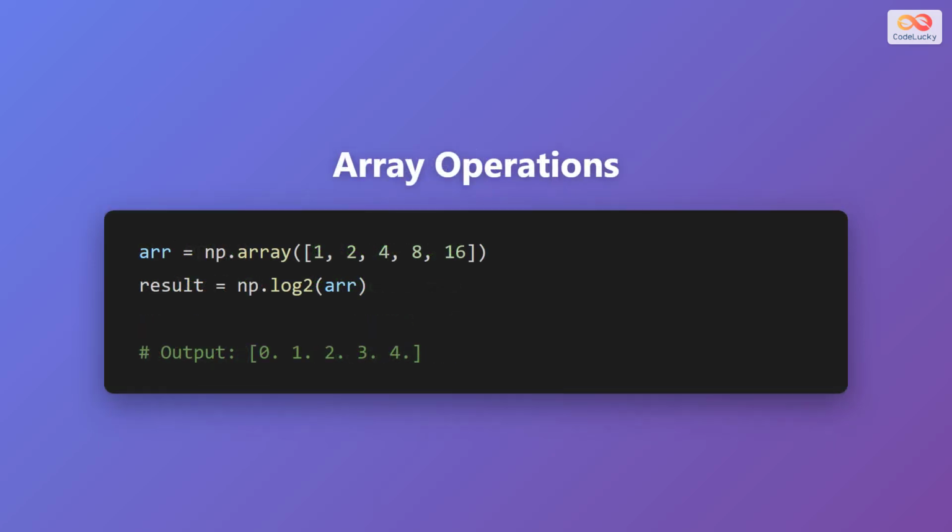The real power of np.log2 comes when working with arrays. Create an array containing values 1, 2, 4, 8, and 16. When you pass this array to np.log2, it computes the base-2 logarithm for each element, returning an array with values 0, 1, 2, 3, and 4.